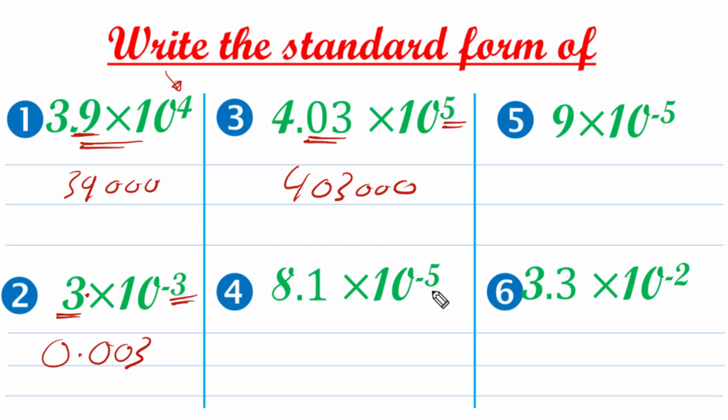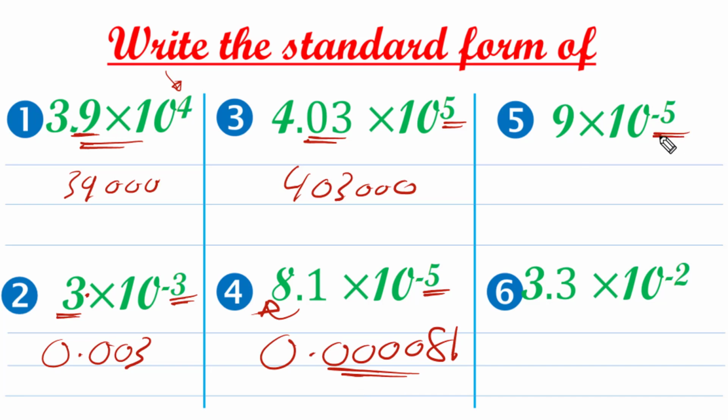Next, the power is negative. Now move to the left. We will move 5 decimal places. We have just 1 decimal place, so you have to insert 4 zeros. 1, 2, 3, 4, 8, 1. So this is the number.